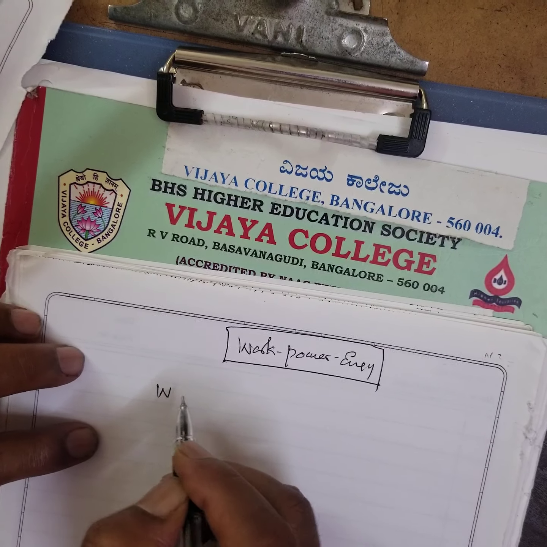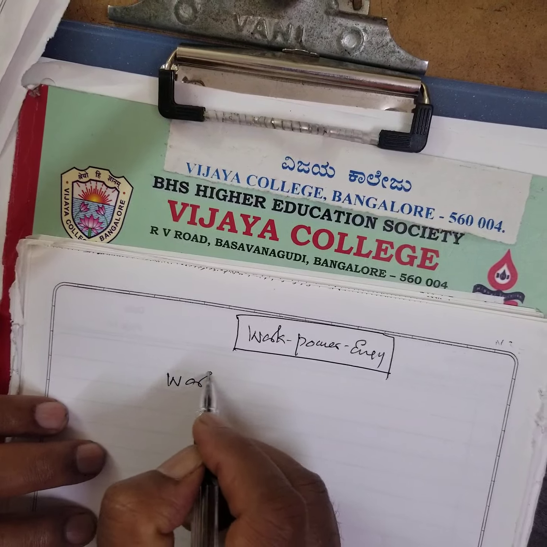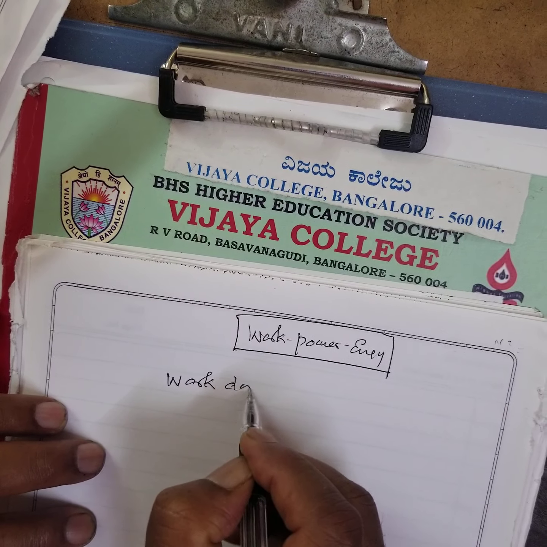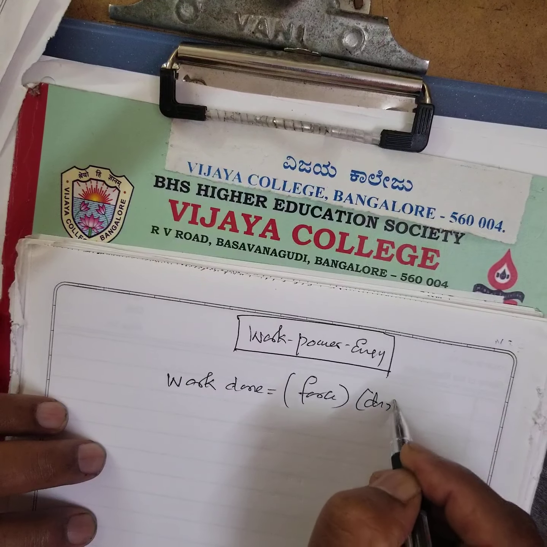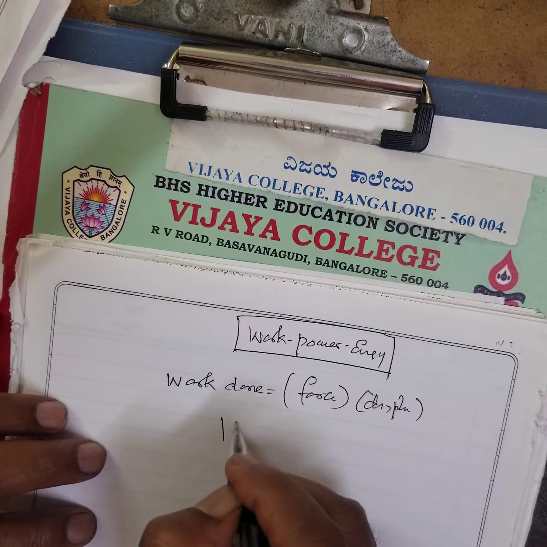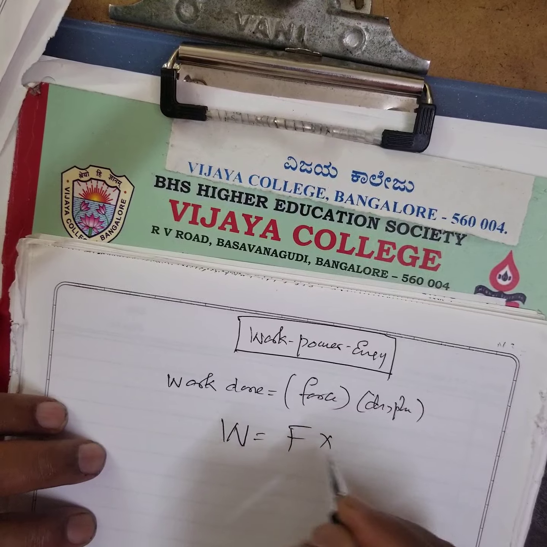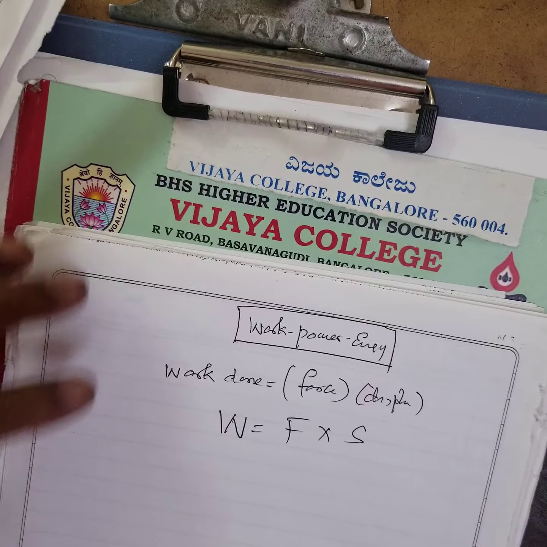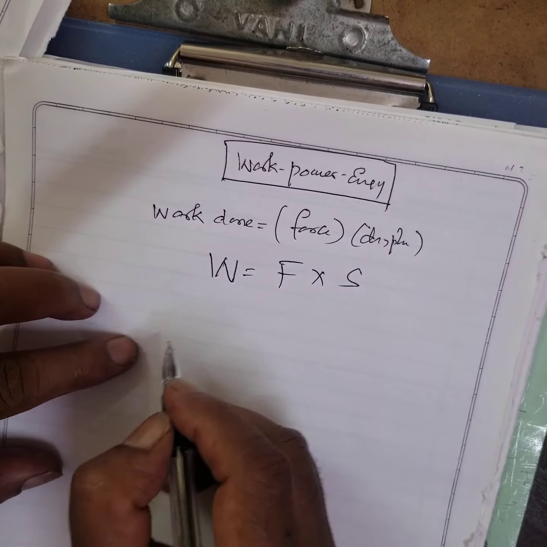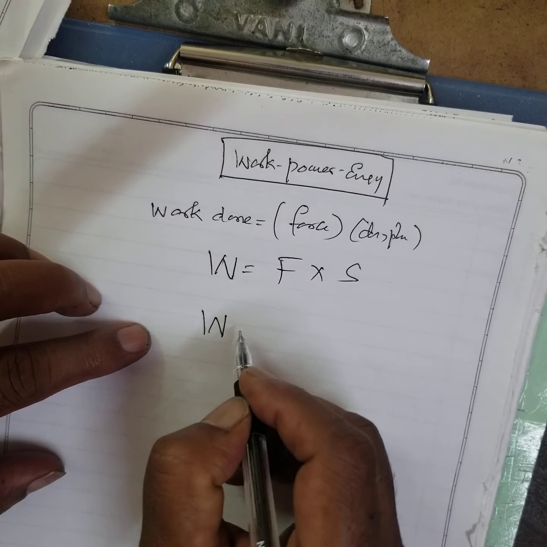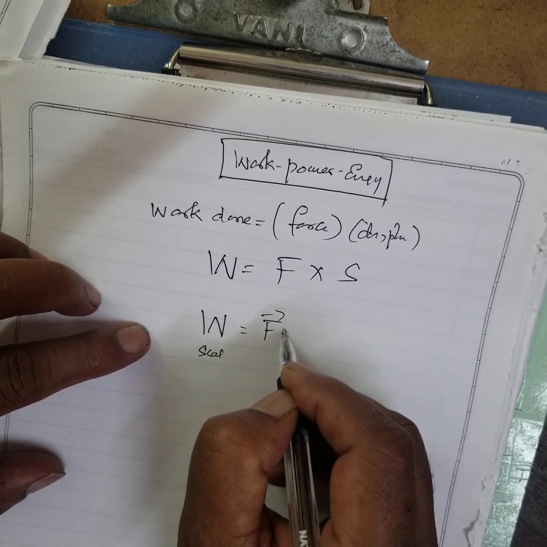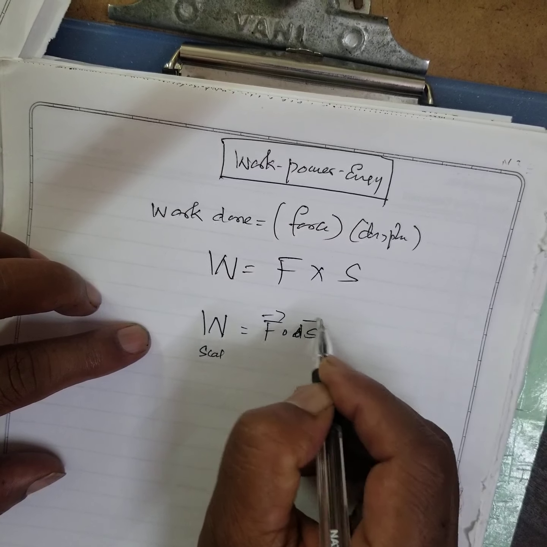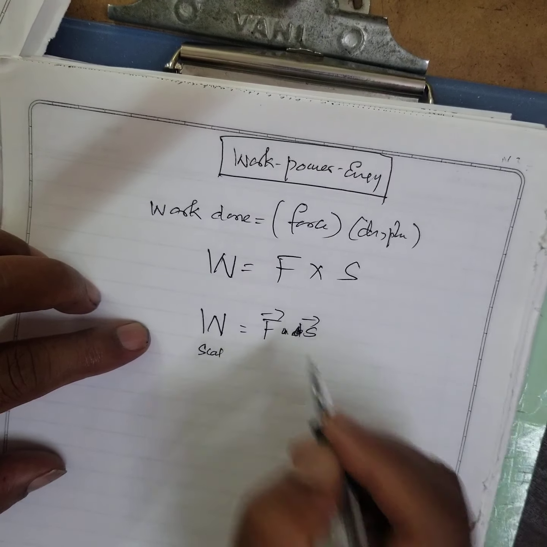Now, to begin with, what is work? Work done is equal to force into displacement. Everybody used to say work is equal to force into displacement. But the actual formula for work done, a scalar quantity, is F dot S. It is a dot product.